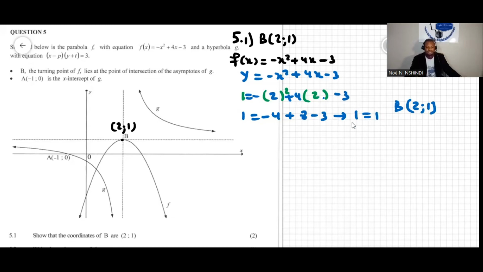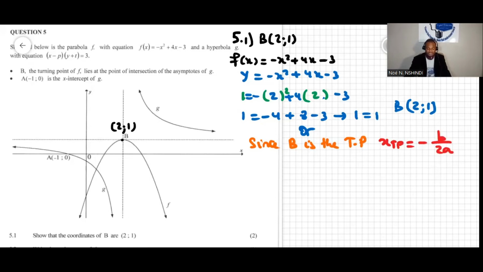Well, this is one way. We can also use another way, because B is a turning point. I'm going to say or over here, because B is a turning point, at the turning point the value of x is given by x of TP equal to minus b over 2a.